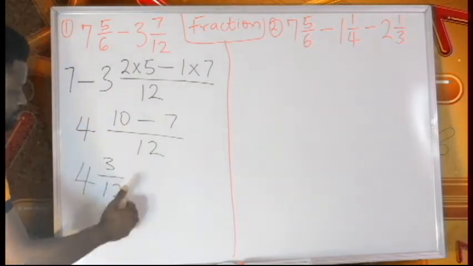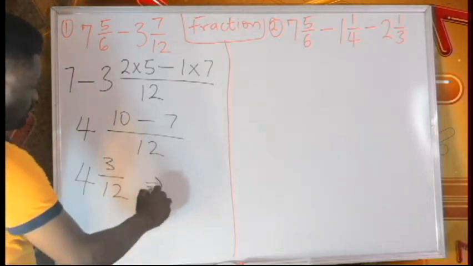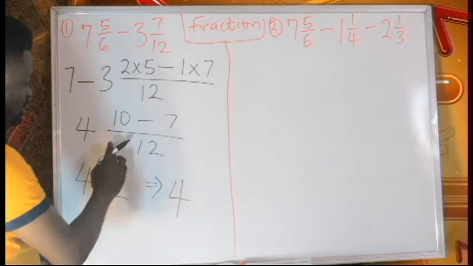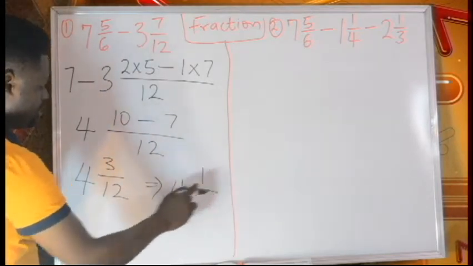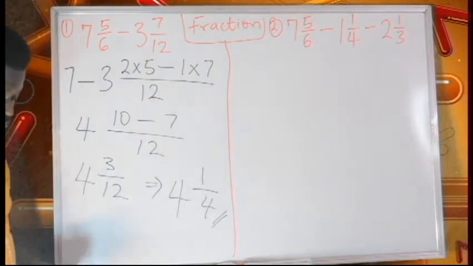We can't leave it this way because 3 is also a factor of 12. So this will give us 4 whole number. 3 in 3, 1. 3 in 12, 4. So this is our final answer. This is the lowest step.